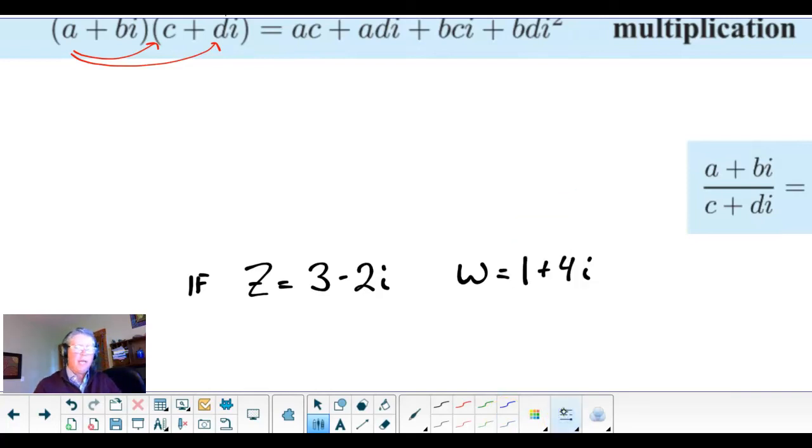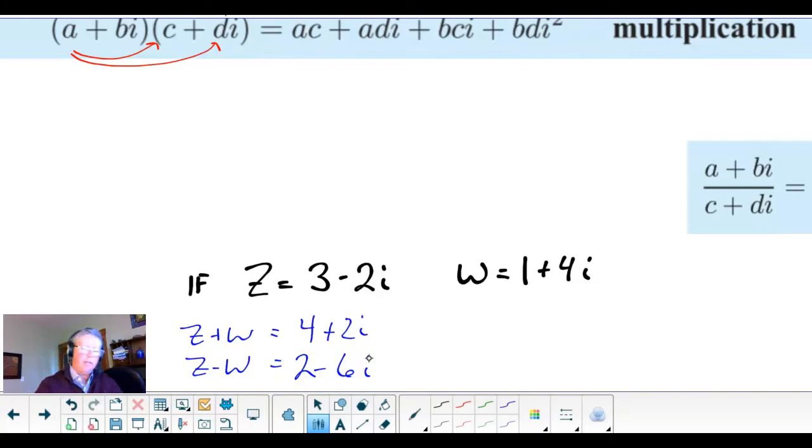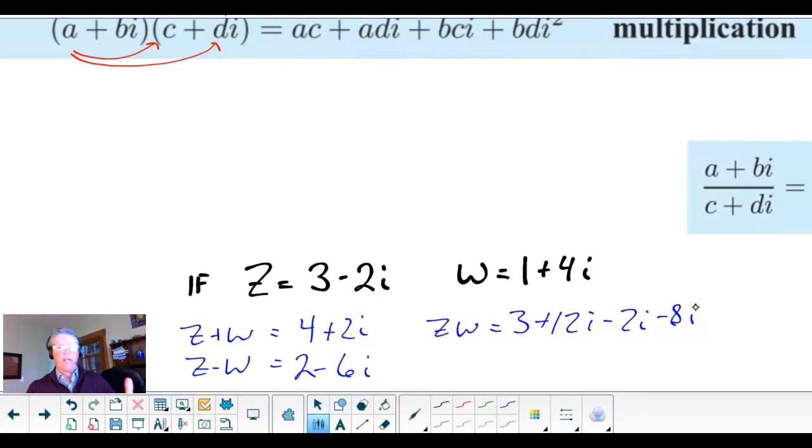All right, if z and w, if you want z plus w, you're going to get 4 plus 2i. Hopefully you can see that I'm combining the 3 and the 1 and the negative 2 and the 4. If I do z minus w, 3 minus 1 is 2, and negative 2 minus 4 is negative 6. That shouldn't be too tough. If I write zw, then it's going to be 3 plus 12i minus 2i minus 8i. Sorry, I'm not that good at it. Oh, minus 8i squared. And I have to kind of show all my steps.